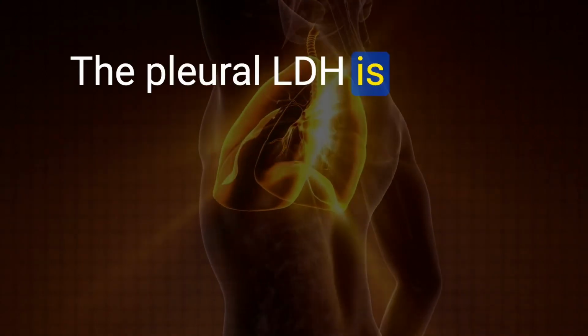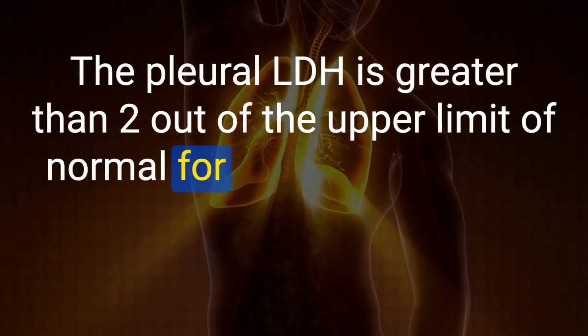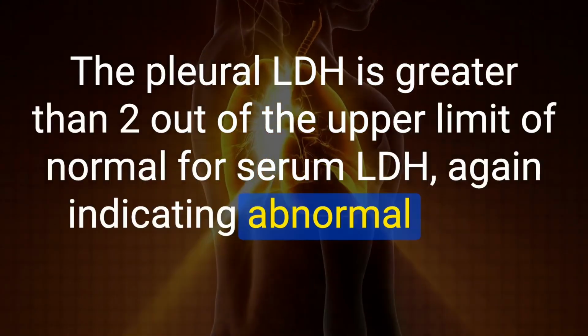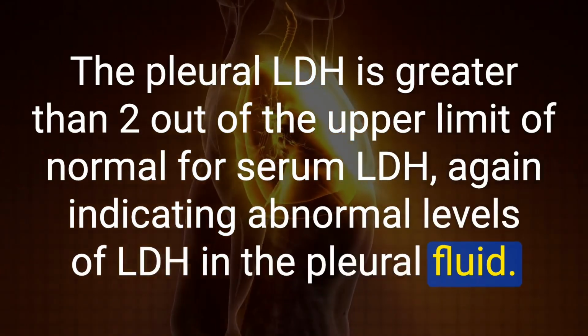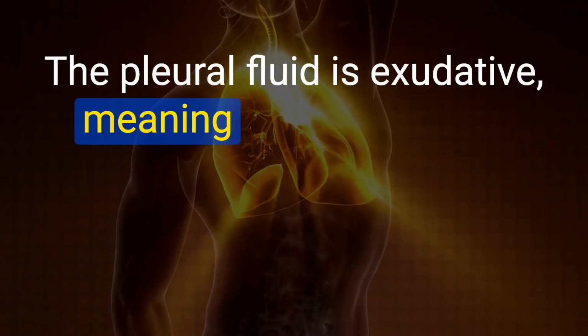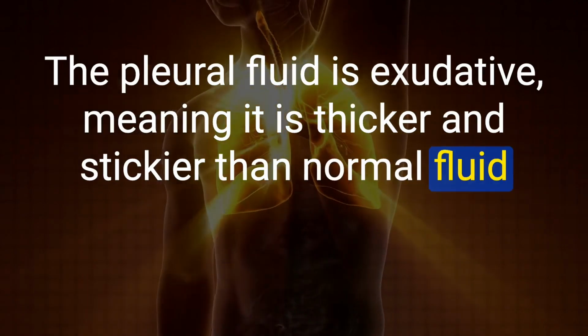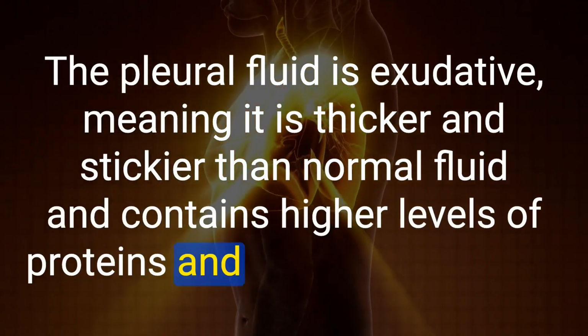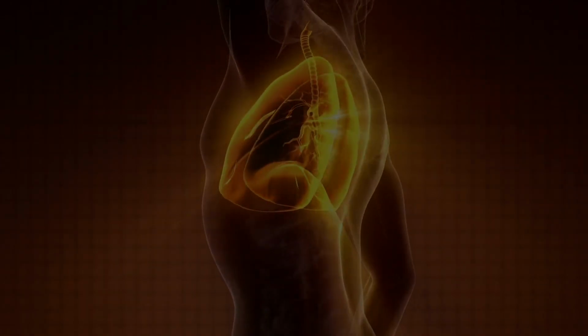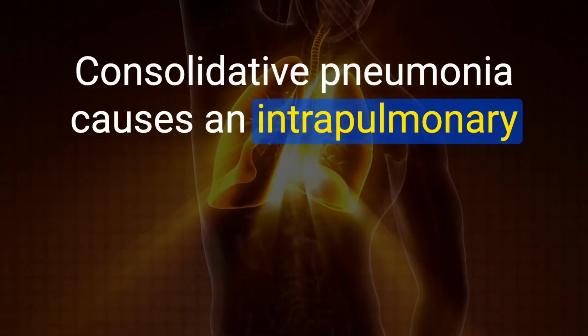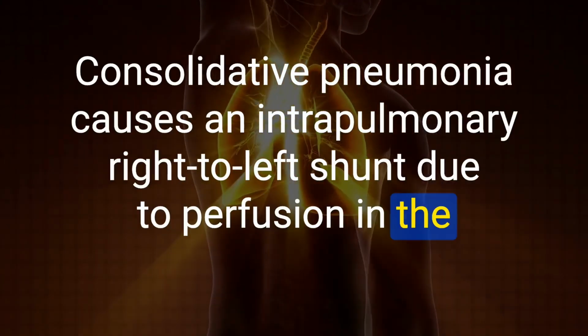The pleural LDH is greater than 2 out of the upper limit of normal for serum LDH, again indicating abnormal levels of LDH in the pleural fluid. The pleural fluid is exudative, meaning it is thicker and stickier than normal fluid and contains higher levels of proteins and other substances.